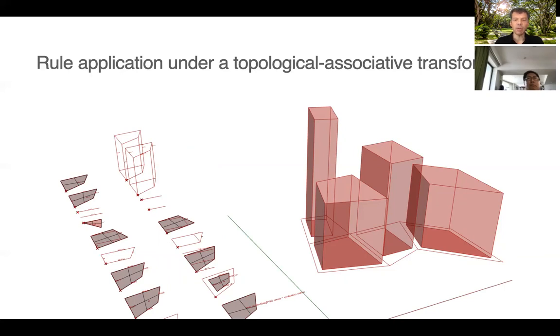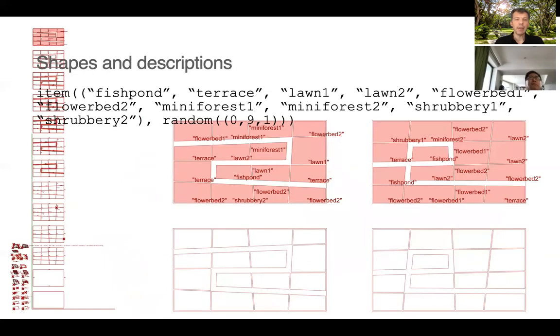It's kind of hard to see, so let's do another example. This example is clear. There's this description, which has basically a list of possible labels from fish pond to terrace, etc. And then there's a random function, which picks a number between 0 and 9. And there's an item function, which applies this random number to this list to pick a random value from the list. And it will assign this automatically to each section of the design that is being generated.